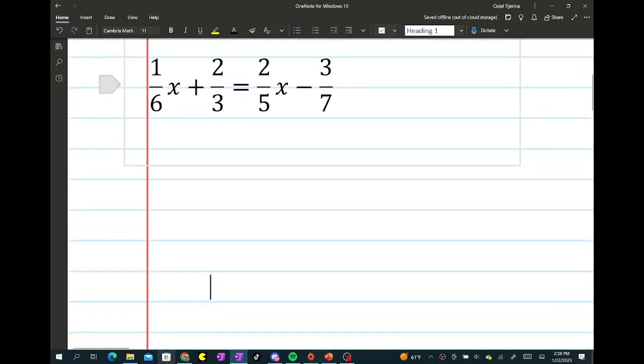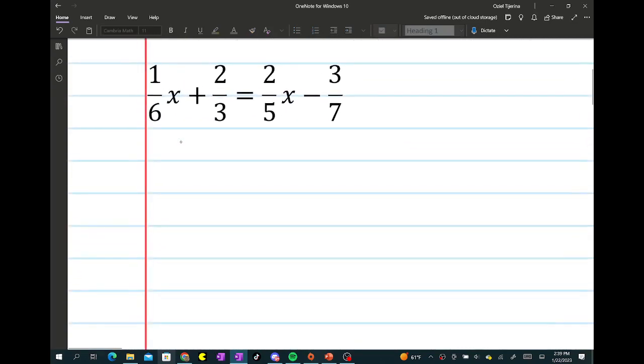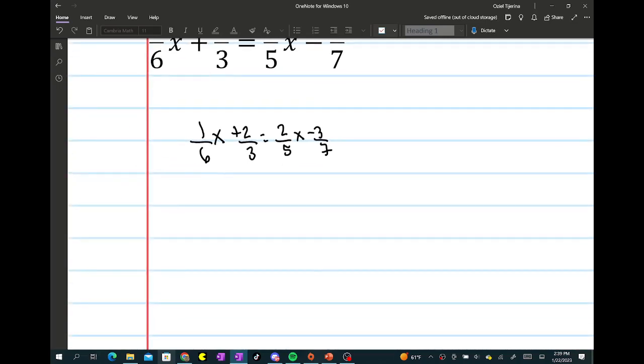So we have 1 over 6x plus 2/3. So let me go ahead and just write it. So it's 1 over 6x plus 2/3 equals 2 over 5x minus 3 over 7. Okay, so in this example, you basically want to solve for x as best as you can.